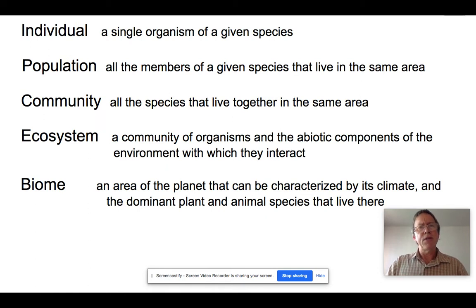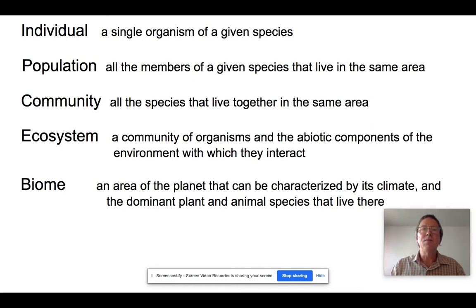So we start off by looking at a hierarchy of a living system. We start off with an individual, that'd be like, say, a rabbit. A population would be all the rabbits of a given species that live within a certain area. A community would be all the different organisms that interact with each other in a given area. So that'd be the rabbit plus the grass the rabbit eats, plus the tree under which the rabbit hides when a hawk comes by, plus the hawk that eats the rabbit when the rabbit isn't careful, and so on.